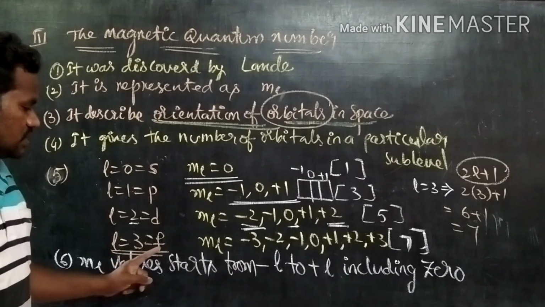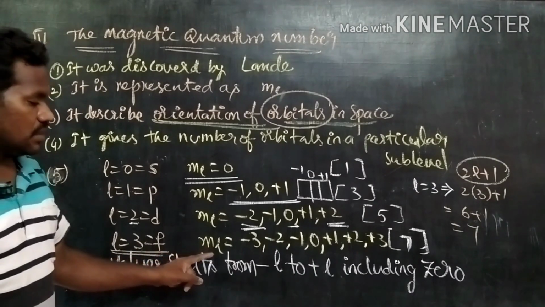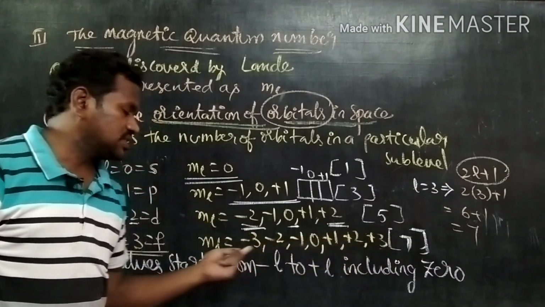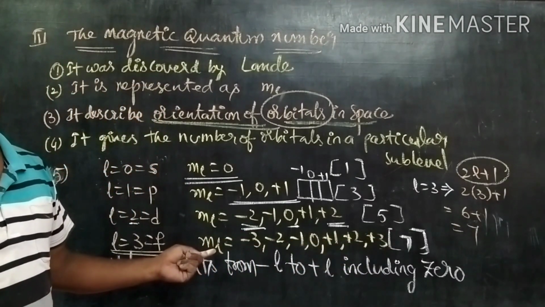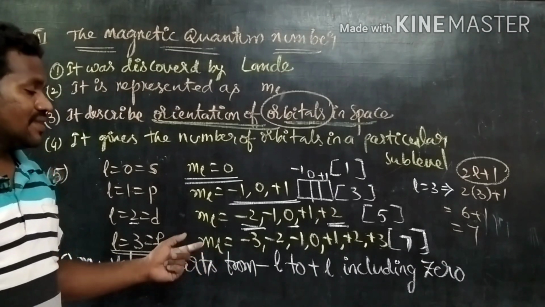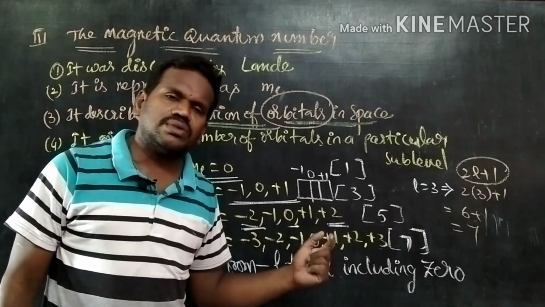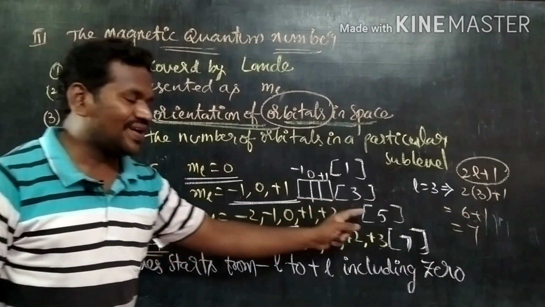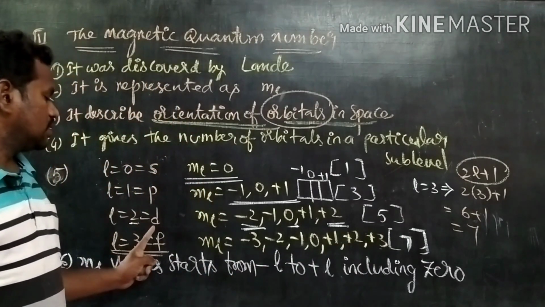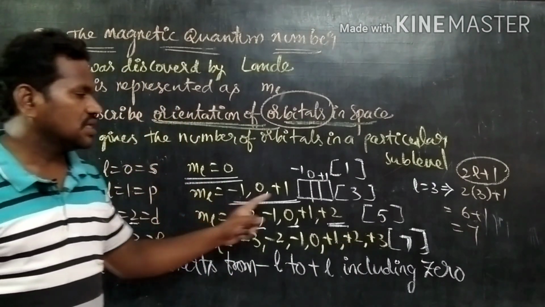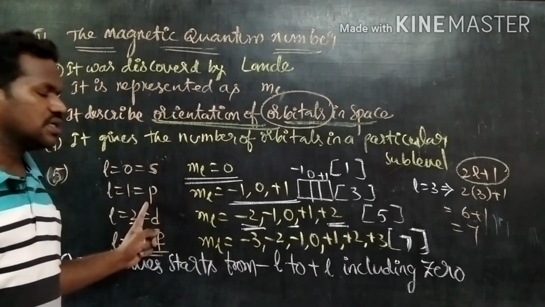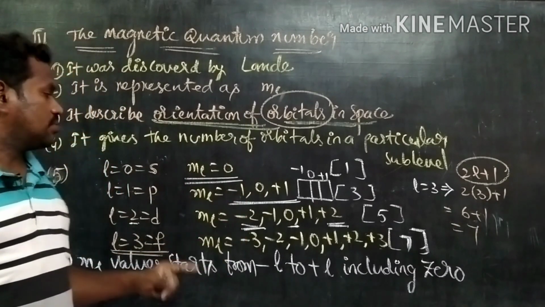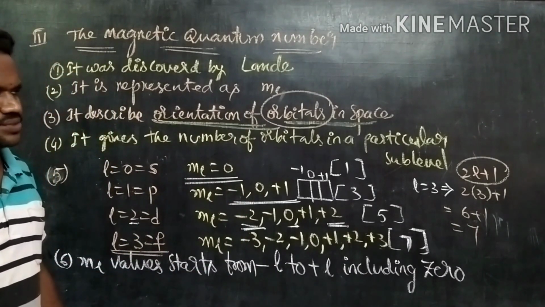L is equal to 3, that is F. ML starts from -3 and ends at +3, so total values are 7. These 7 have equal amount of energy. So there are 7 degenerate orbitals in L equal to 3, 5 degenerate orbitals in the sublevel D, 3 degenerate orbitals in the sublevel P, and only 1 degenerate orbital in the sublevel S.